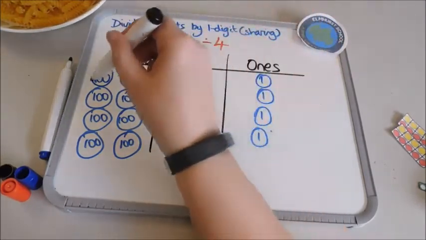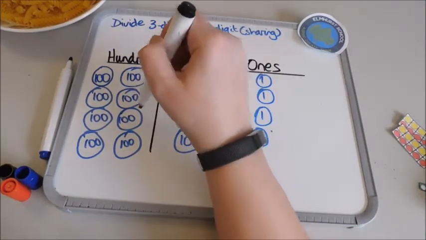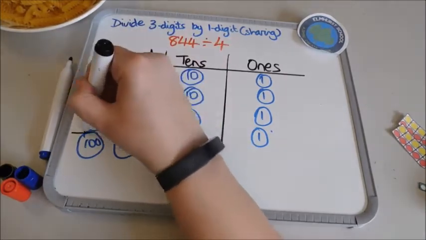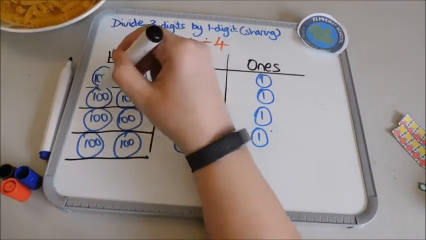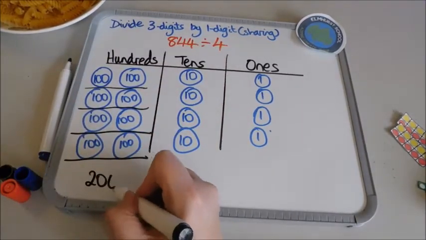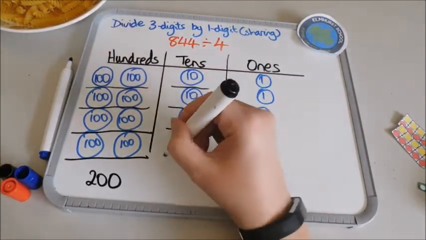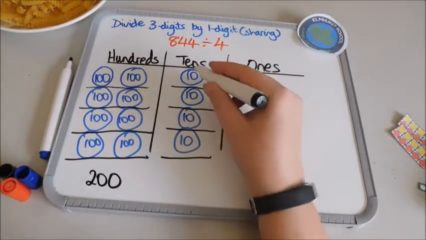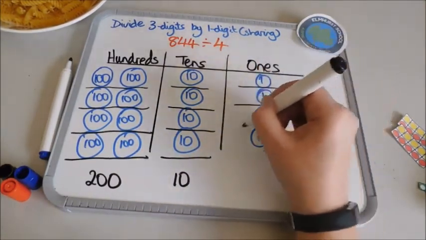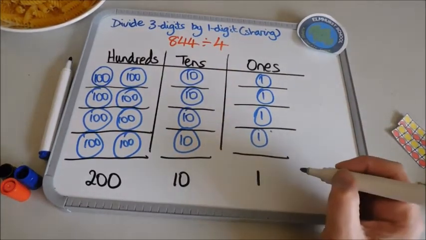If I look at my hundreds and I split that into 4 groups, 1, 2, 3, 4, in each group I have got 200. If I do the same with the tens, split it into 4 equal groups, in each group I've got 10. And I do the same with the ones, split them into 4 equal groups, and in each group I've got 1.